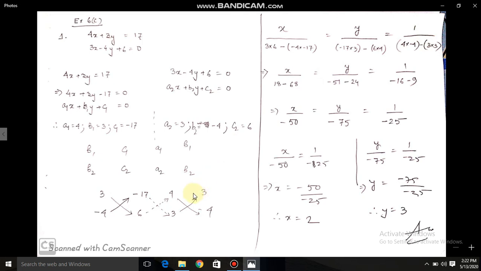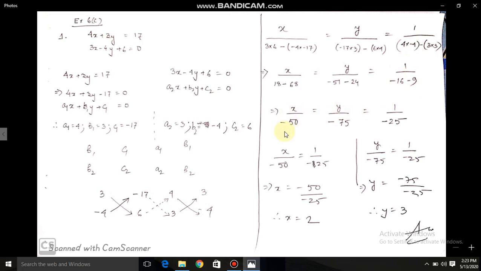So 4 into minus 4 minus 3 into 3. See, these minuses are the minus of the formula. Now, x by: 3 into 6 is 18, minus (minus 4) into (minus 17), which is 68. It's plus 68 because minus minus is plus. Now y by: minus 17 into 3 is minus 51, and the minus was already there, 6 into 4 is 24. This is equal to 1 by 4 into minus 4, which is minus 16, and the minus was already there, 9.